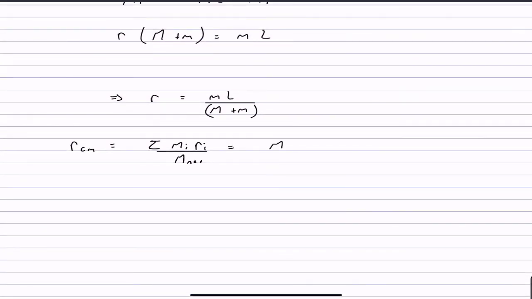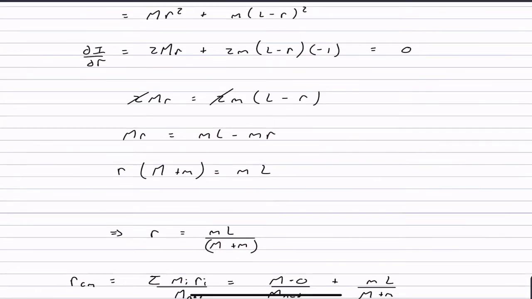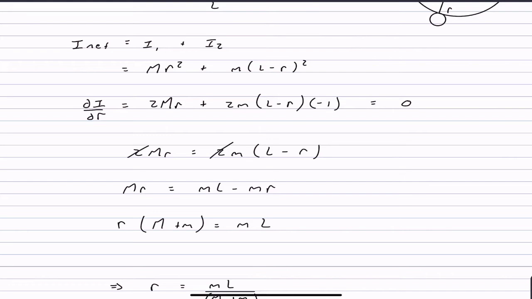So let's write that out. Big M times 0, plus little m times L, over m net, and this is over big M plus little m. So the center of mass is equal to mL over big M plus m. So that's the same thing that we just found by optimizing the rotational inertia. Isn't that interesting?